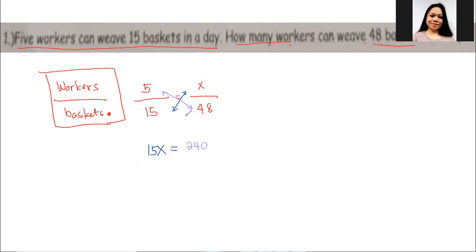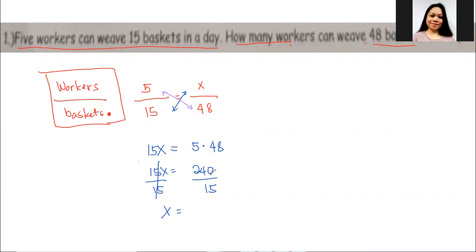Once you multiply that, maybe I should write that one out. So 15x equals 5 times 48, which is, what did I say? 240. If my math is wrong, then just, that's 200, that's 40. So that's 240. Now this is multiplication between 15 and x, so you will divide by 15. You'll divide this side by 15. Therefore the 15 and the 15 will cancel out, and you only have x left.